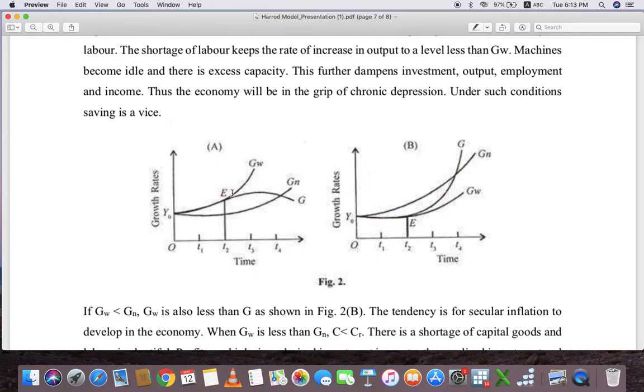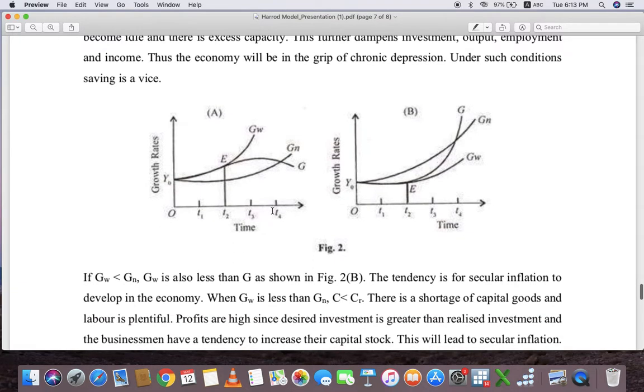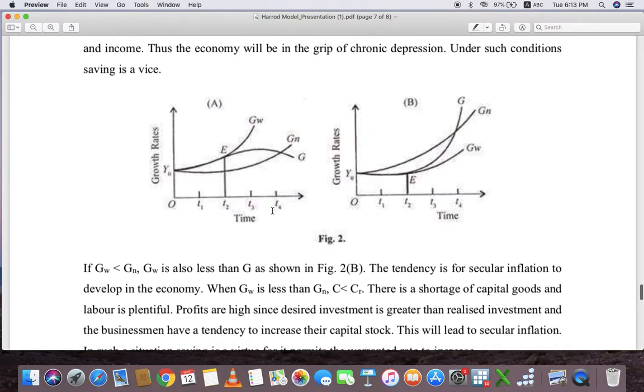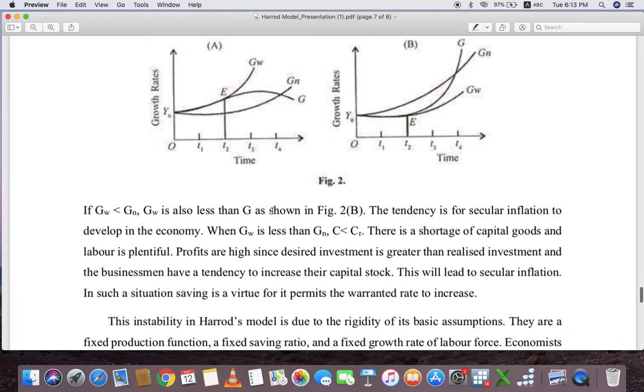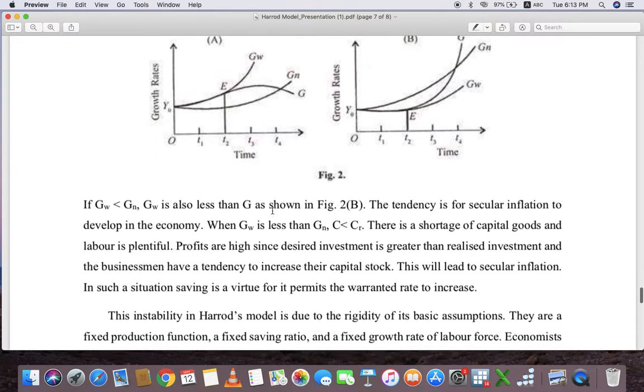So, therefore, actual growth path G falls after a certain point of time, and it keeps on falling, and it falls into the grip of chronic depression. So, this is the situation denoted in panel A. Now, if GW is less than Gn, this situation is shown in figure 2b.